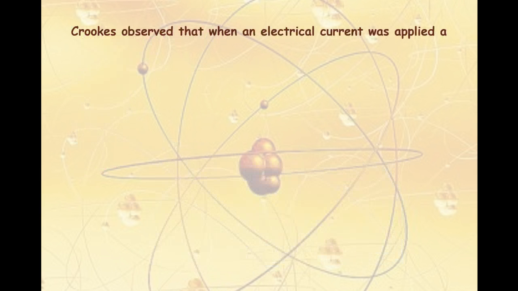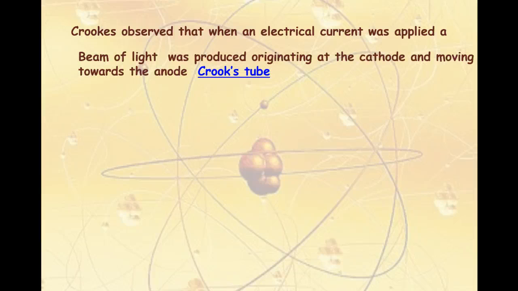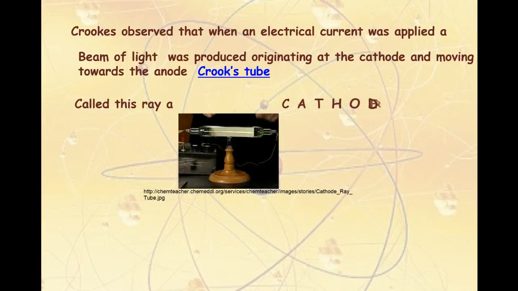Now, what Crookes observed was that when an electrical current was applied, a beam of light was produced originating at the cathode and moving towards the anode. And this ray of light was called the cathode ray. And you can see this here. This is a Crookes tube, also called a cathode ray tube. And so here we have the cathode end, and here we would have the anode end. And you see this green light that is produced here. It's just a straight beam of light.